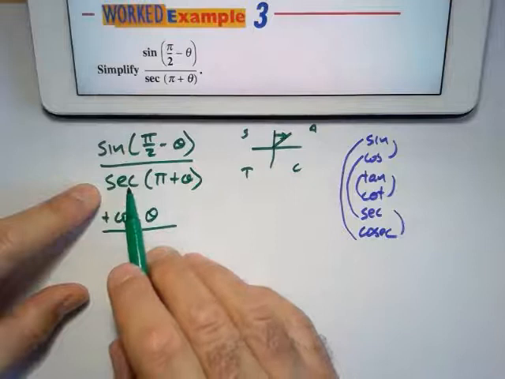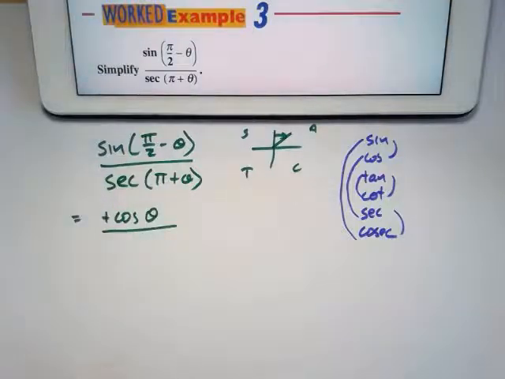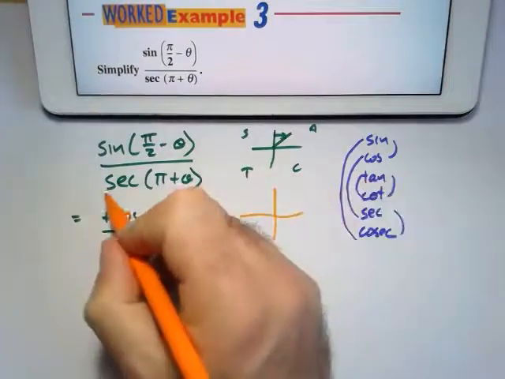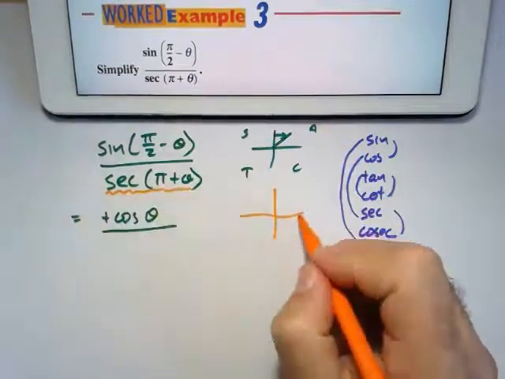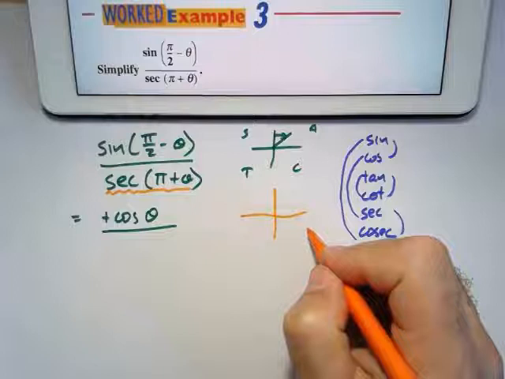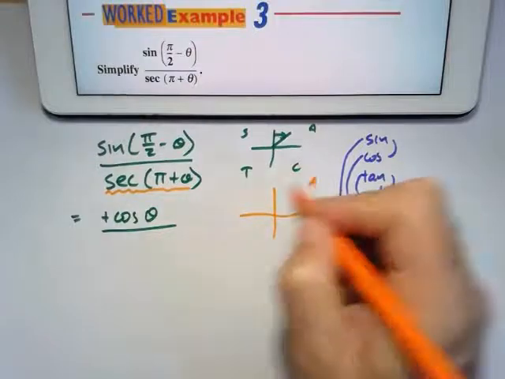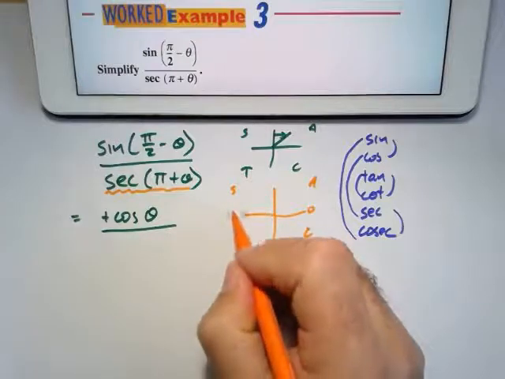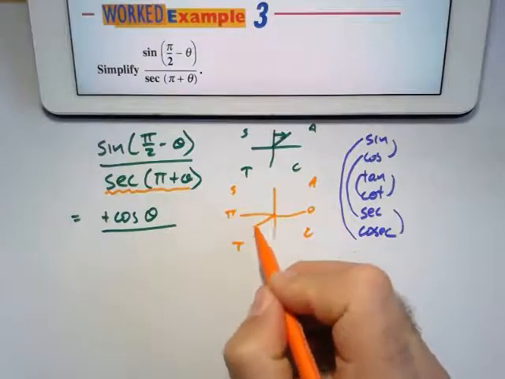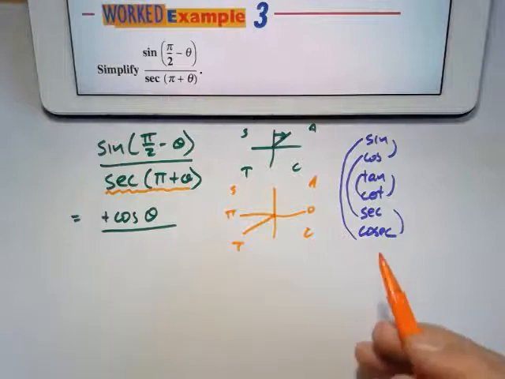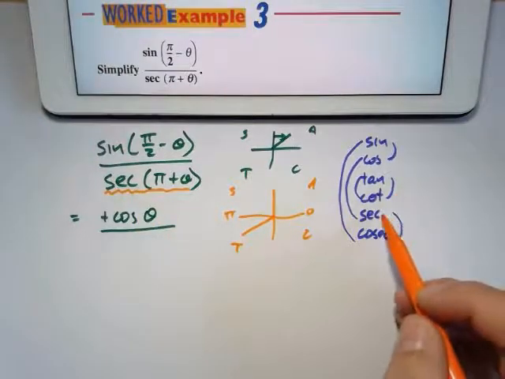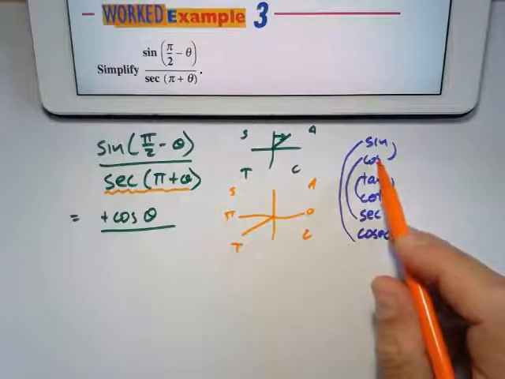Now sec of pi plus, where would I find this value? If I draw a cast diagram for this one, pi plus, there's 0, there's pi, so pi plus is going to be in my third quadrant. Now remember that the sec has the same values as cos, it's the inverse.